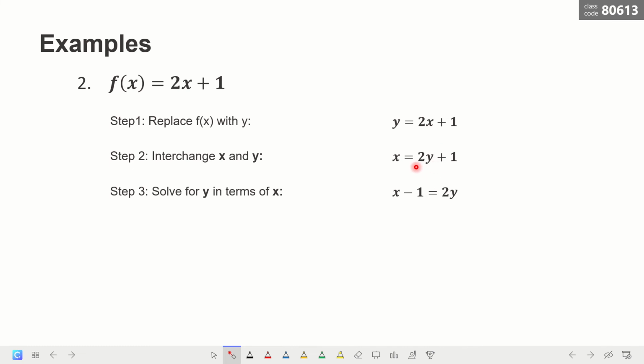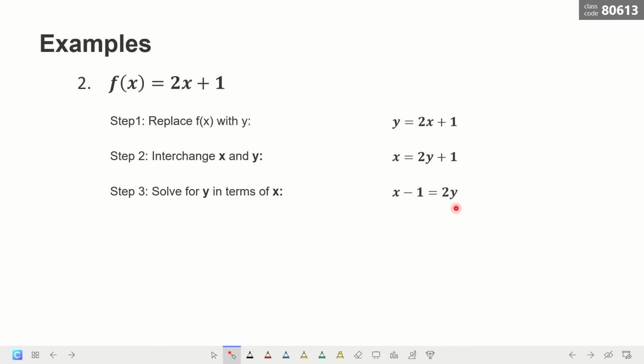So here, class, the first thing we did is transpose. It's easier to do this first: when there is addition or subtraction, first transpose the terms that were added to the other side. So we have x minus 1 equals 2y.